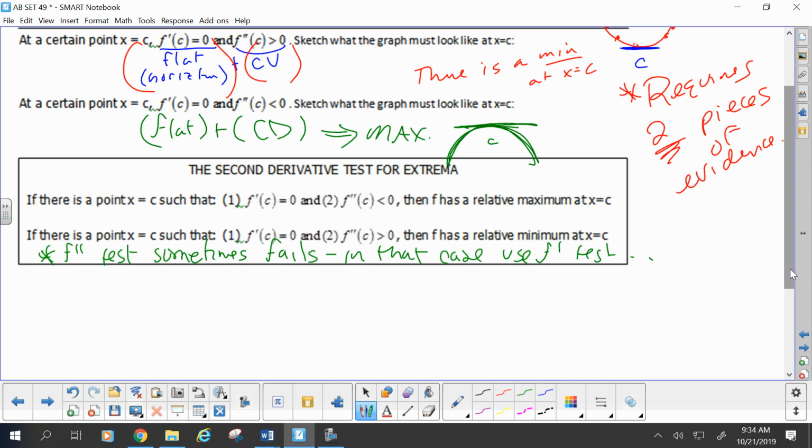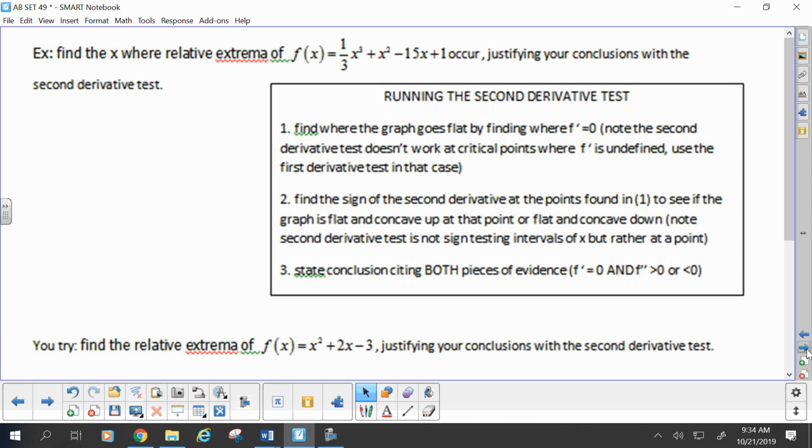All right? So let's show how this works, okay? So if you go to look at this first example, find the x where relative extrema happen, justifying your conclusions with the second derivative test, not the first derivative test. Make sure that you read the directions carefully. Obviously, if I say on the homework or the test, I want you to prove that you know the second derivative test, and you say, I don't remember the second derivative test, that's a problem. You need to ask. Okay, so practice what I ask you to practice.